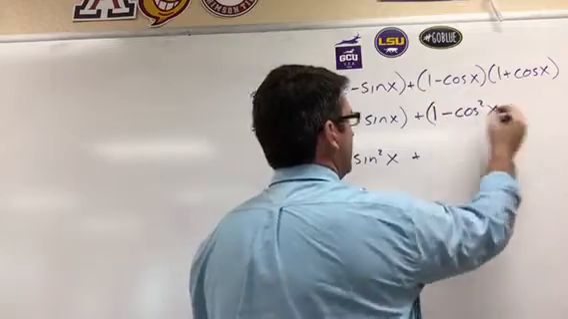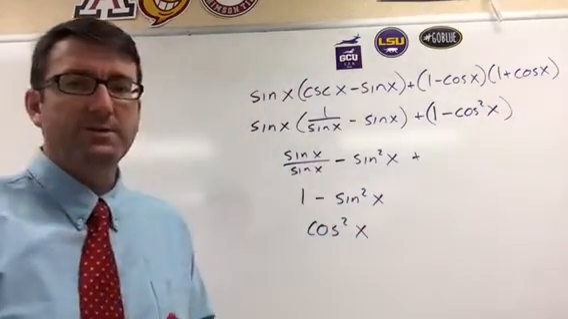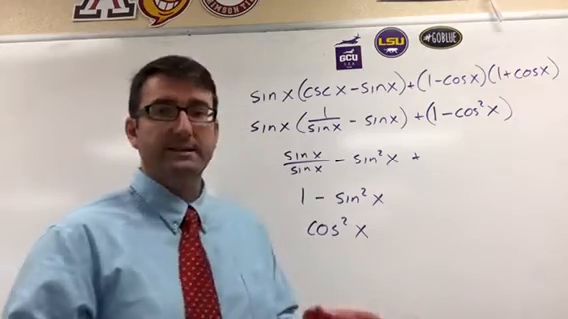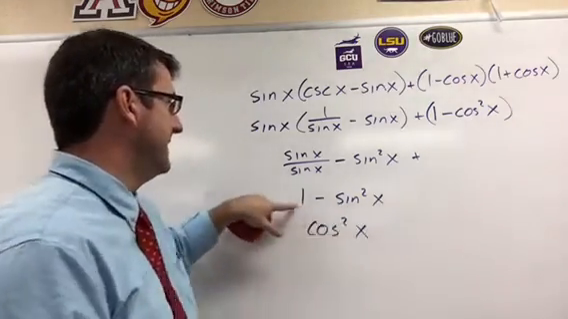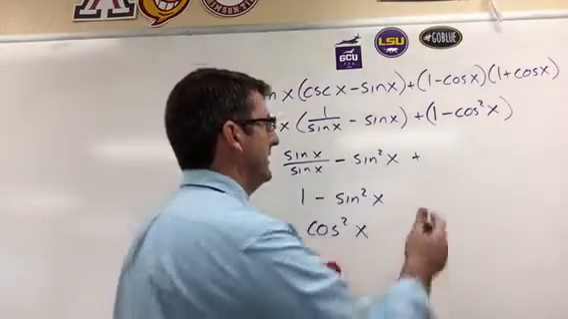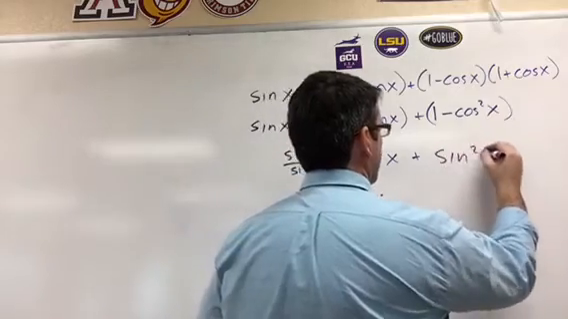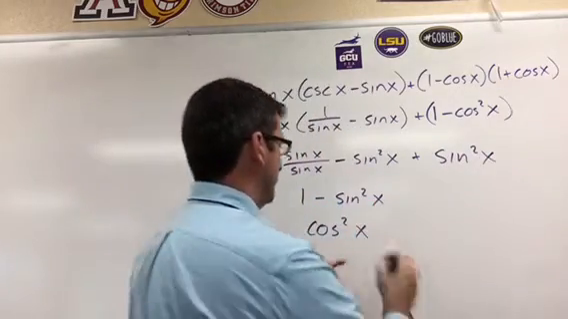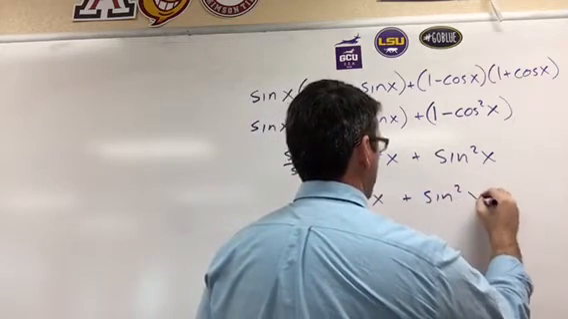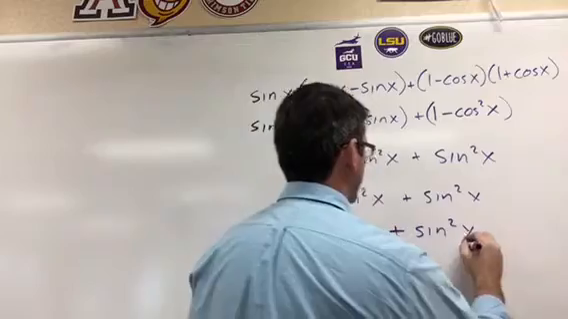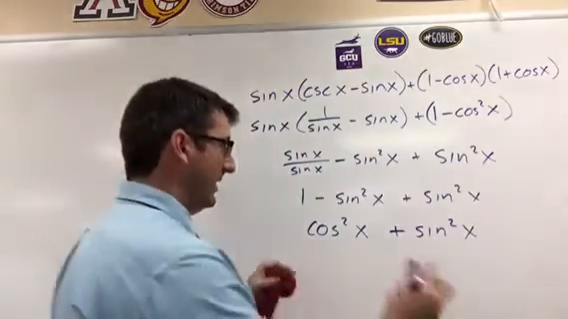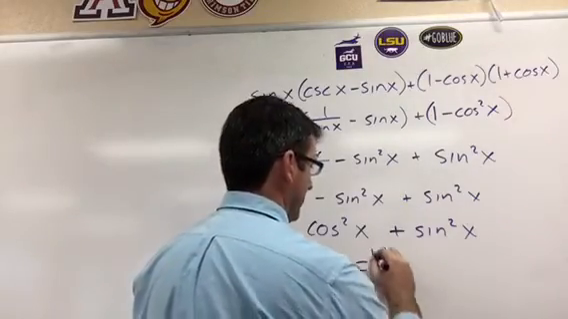And 1 minus cosine squared x is sine squared, right? For the same reason that 1 minus sine squared is cosine squared, 1 minus cosine squared is sine squared. And so if we bring that down to here, we get cosine squared plus sine squared, which of course is 1.